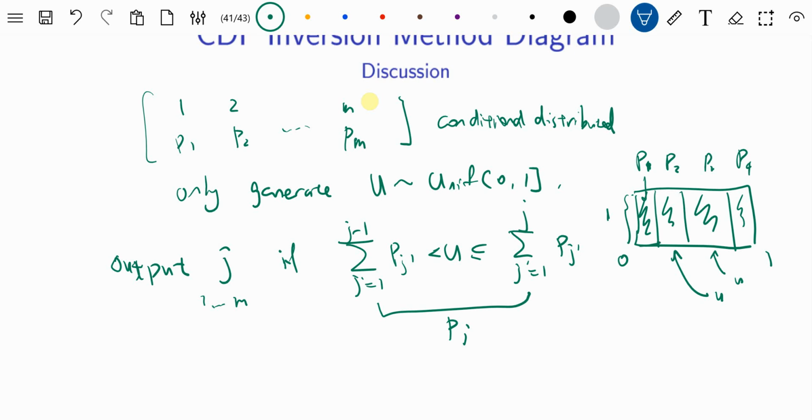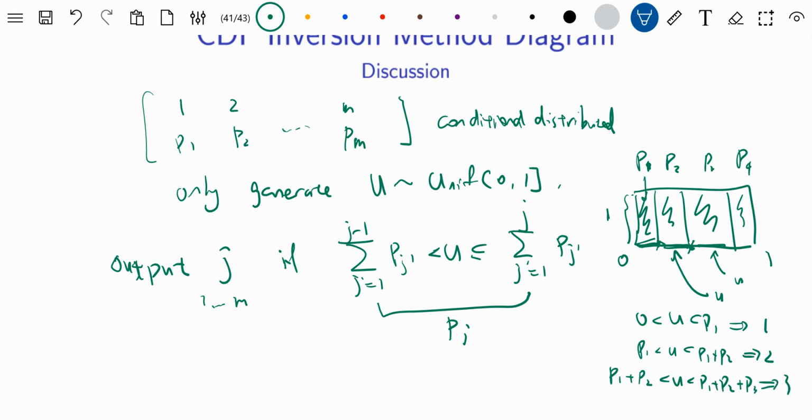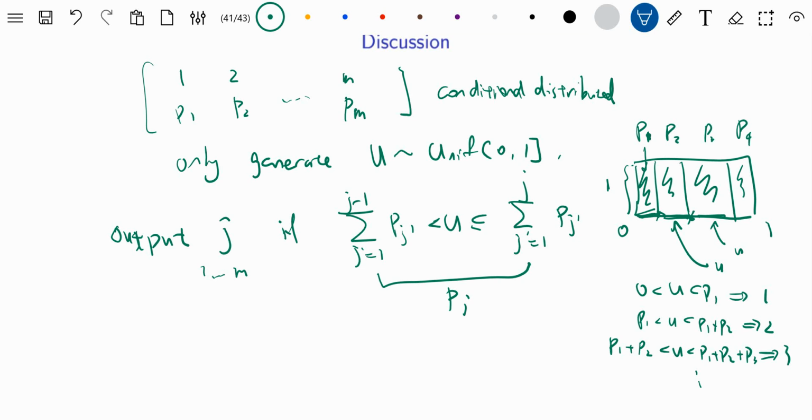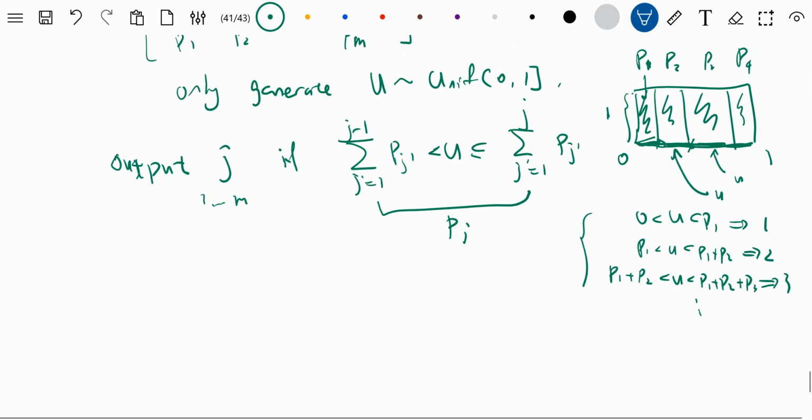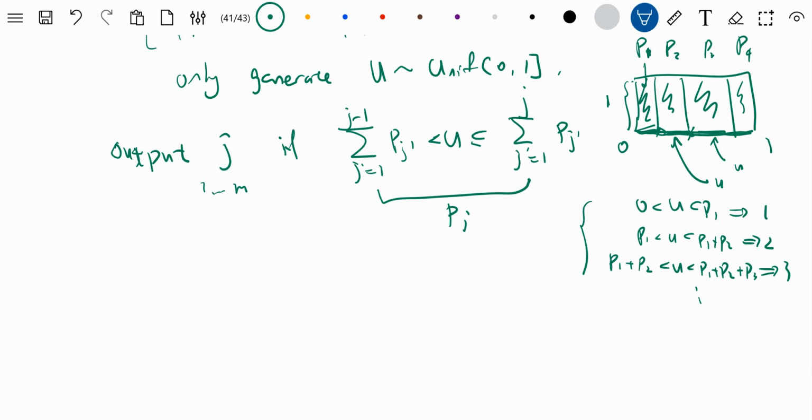If you actually check the range, if U is between 0 and P1, it's in this region, and we output 1, which is correct. Similarly, from here to here, it's from P1 to P1 plus P2, and it outputs 2, so it's still right. And here it's P1 plus P2 to P1 plus P2 plus P3, and we output 3, and so on. So if you just generate a random variable along this line, it outputs the correct thing. Technically, this is called the CDF inversion.